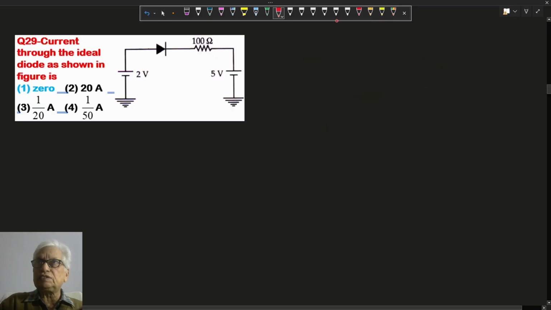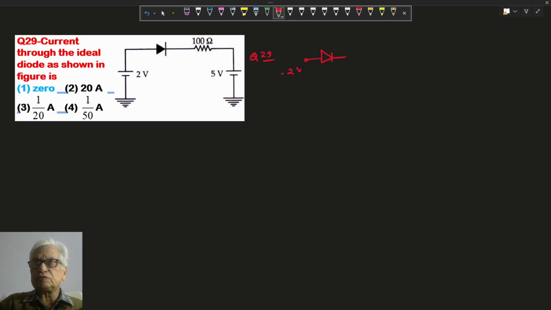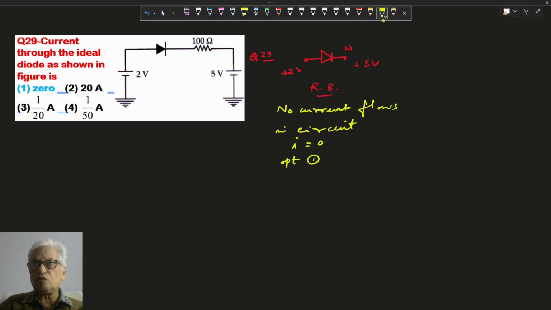In this question 29, at the P region the voltage is plus 2, and at the N region the voltage is plus 5. So it is reverse bias. In reverse bias, almost no current flows in the circuit. No current flows in the circuit. So the current through the circuit is 0, and option 1 is correct.